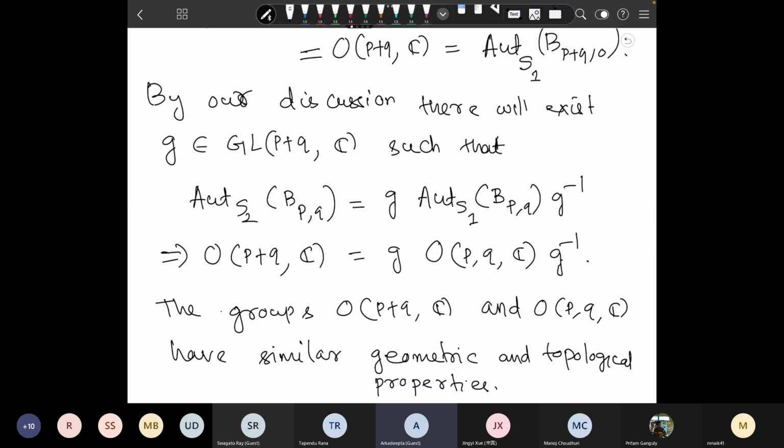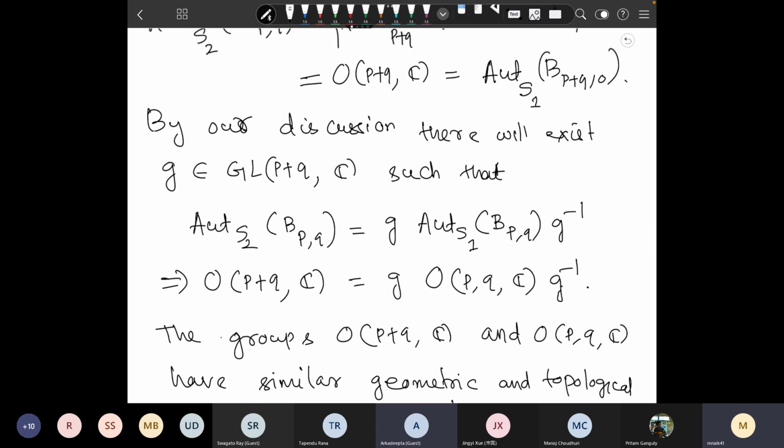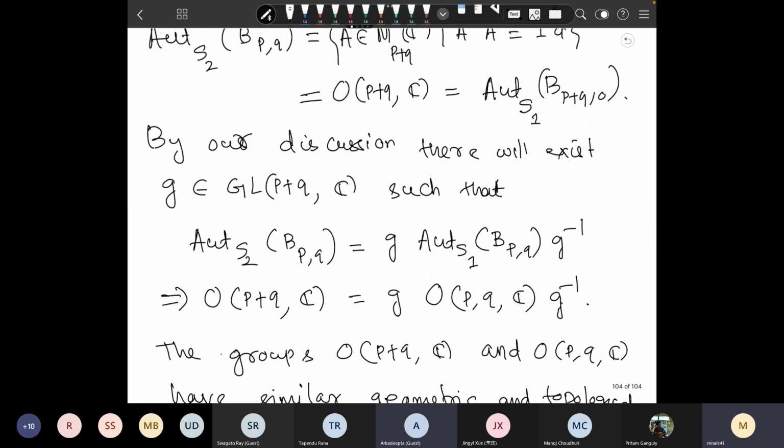Okay, so this is a really interesting thing, but the story doesn't end here. If you look at this expression a little bit, then you really see that if you change the basis a little bit, this bilinear form B(P, Q) is transformed to B(P+Q, 0). In the language of bilinear forms, these are called equivalent: B(P, Q) and B(P+Q, 0) are equivalent.